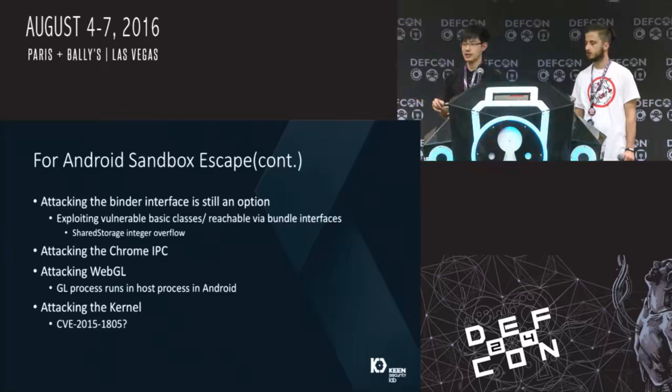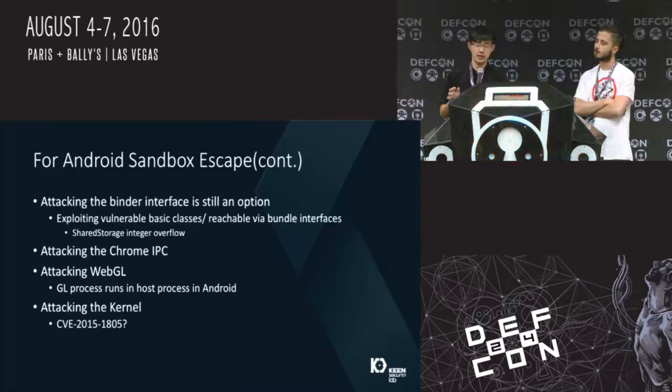It is not running as a separate process in the Chrome browser, it is running in the host process, that is the Chrome browser process itself. So if we have a bug in WebGL, just like what Lockheart did this year and last year, we can get code execution in the GL process, and actually we get code execution as a normal application in Android, and you get a much bigger context to play with.